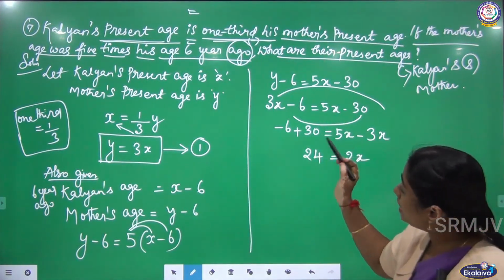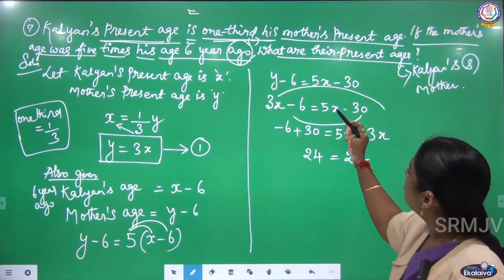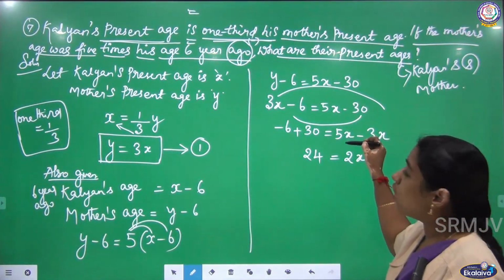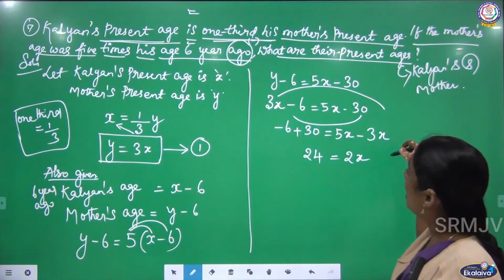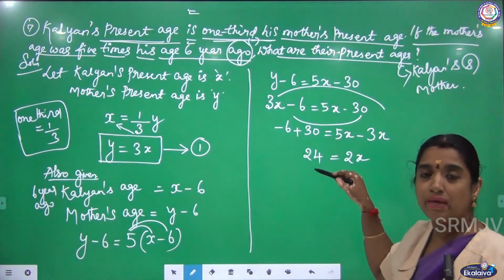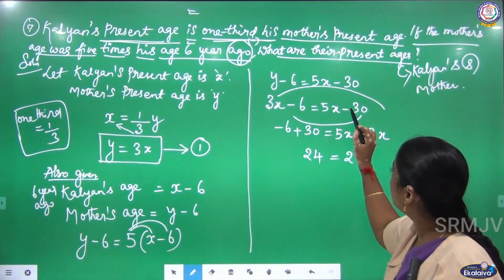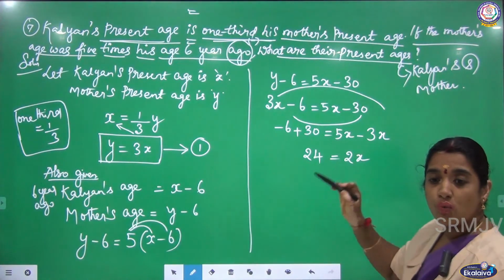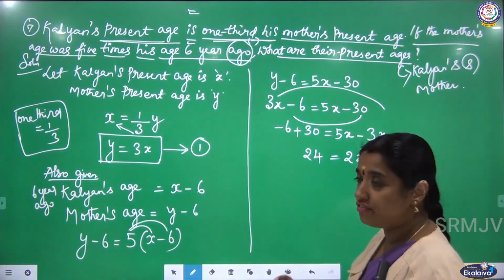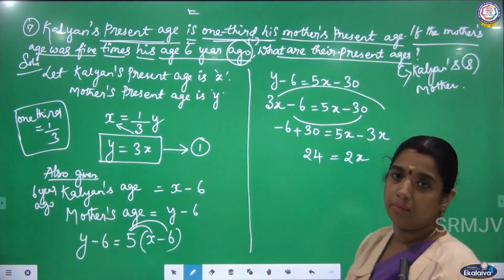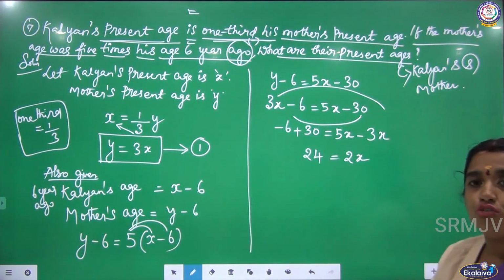Only the variables and constants I have segregated. So 5x is already in the RHS, so let it be there, and only the LHS terms you have to send. So plus 3x becomes minus 3x, and here minus 30 is there. When it comes from right to left, it becomes plus. Is it clear? Now 24 is equal to 2x.